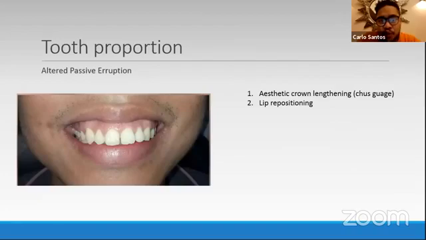So lastly is your tooth proportion. As you can see here, this is what orthodontists, if they're familiar with this, call altered passive eruption. Normally in our practice, people with gummy smiles like this tend to seek orthodontic help. Actually, orthodontic therapy, I forgot to mention, is also an option, but it really takes long to intrude, if I'm not mistaken. So again, altered passive eruption. Your options are aesthetic crown lengthening and lip repositioning.